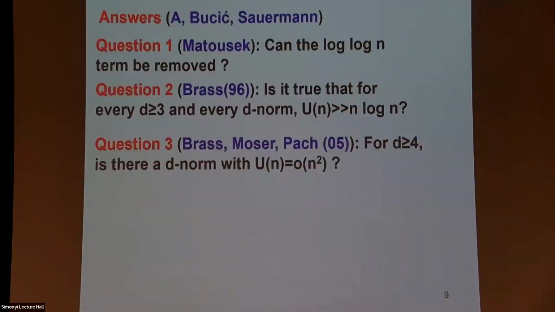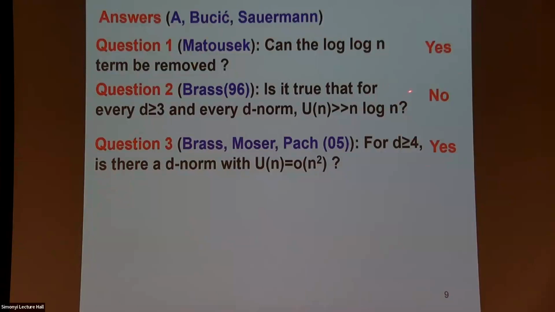So let me show it again. So these are the three questions, and basically we can solve all of them. So the answer to the first one is yes, the log log n can be removed. The answer to the second one is no, namely, even in dimension three, we can get n log n. And in fact, in any fixed dimension D, the correct behavior is that there is some norm so that the maximum number of unit distances you can determine in this norm still has the behavior of n log n, up to the dependence on the dimension. So in a very strong sense, the answer for the third question is yes.